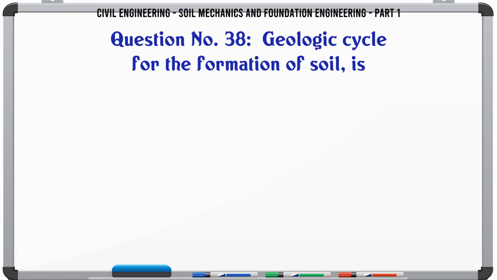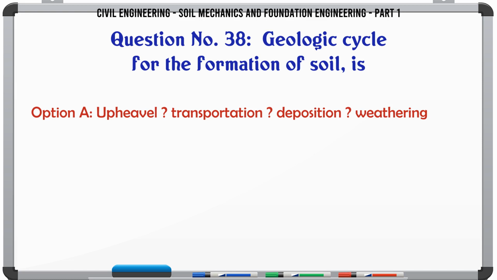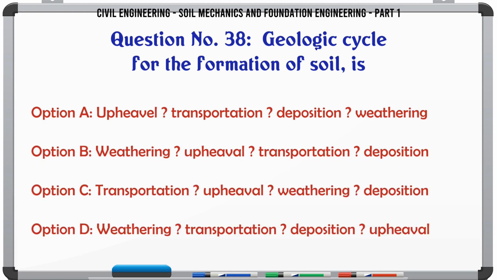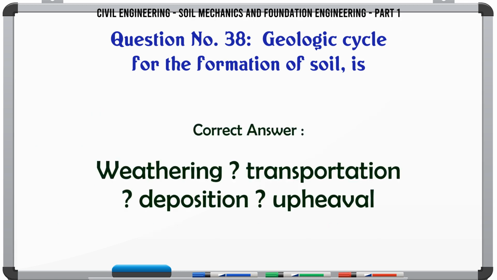Geologic cycle for the formation of soil is A. Upheaval, transportation, deposition, weathering, B. Weathering, upheaval, transportation, deposition, C. Transportation, upheaval, weathering, deposition, D. Weathering, transportation, deposition, upheaval. The correct answer is weathering, transportation, deposition, upheaval.